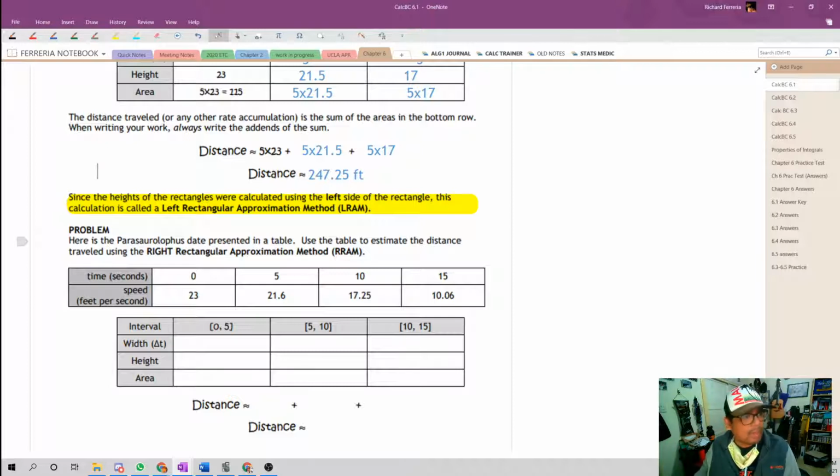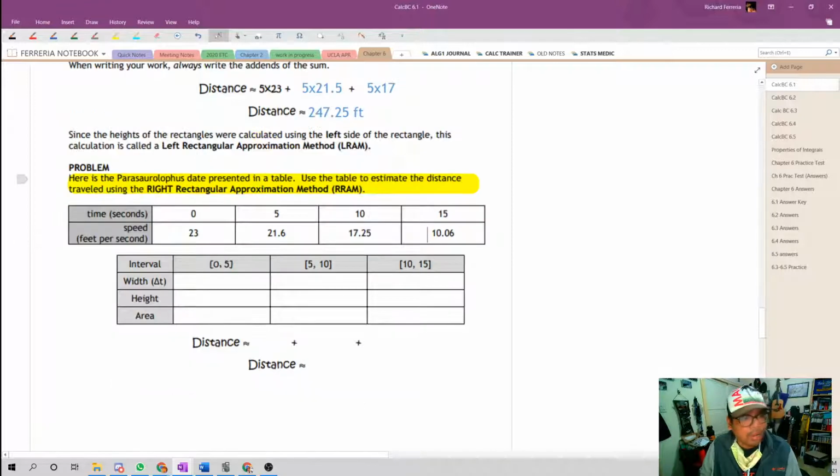So now, I think for this next problem, here is the Parasaurolophus data presented in a table. So these are the actual numbers now. And we're supposed to use a right rectangular method. So let's get going with the right rectangular method. I would encourage you to make the chart with the intervals. And then the next thing is to write down delta t. How wide is each one of these intervals? How many seconds is each interval?